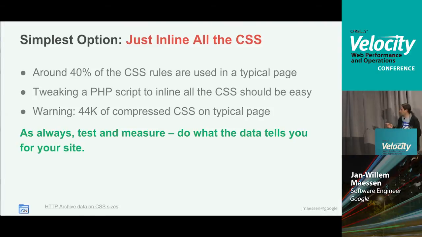But there is a caveat, right? Even after gzip compression, typically a page contains around 44K of compressed CSS. It's quite a bit more than that after you've decompressed it. So that's already going to blow out our first couple of round trips. That's going to make the top of our page very large if we have a large style sheet and we simply blindly inline it into our page. So test and measure and do what the data tells you for your site. If your site has relatively compact CSS files, this is probably by far the easiest way to achieve this goal.